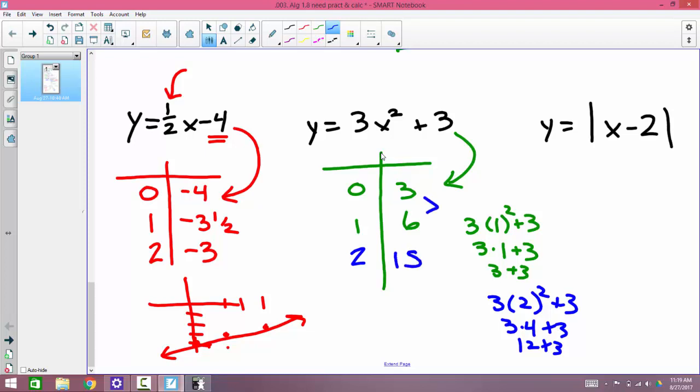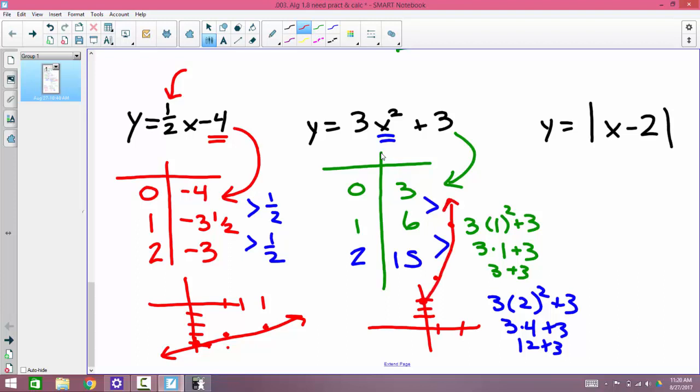So this is not going up by a constant like this one, because this is a line and this isn't. This has some x squared stuff, which we will get to. Very exciting. So when you graph this, you start at 3, and then 1 is at 6, and 2 is at 15. So it's going to be more of a curve, getting steeper.